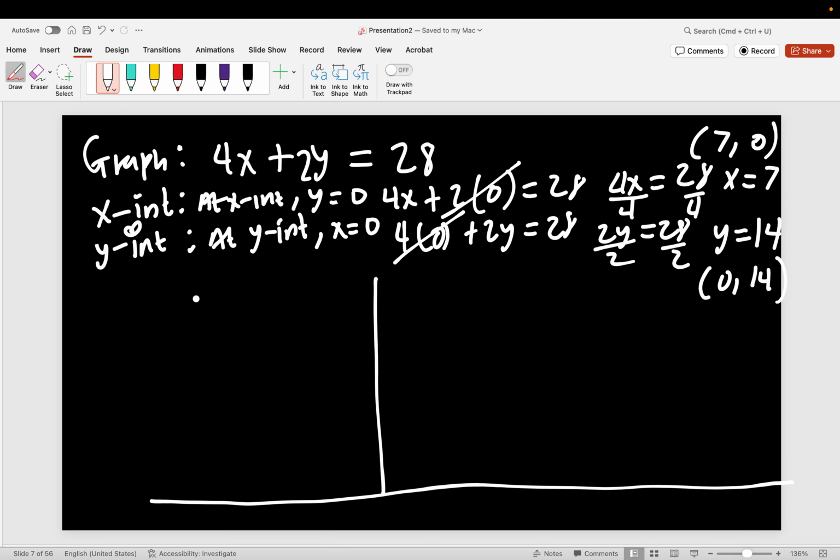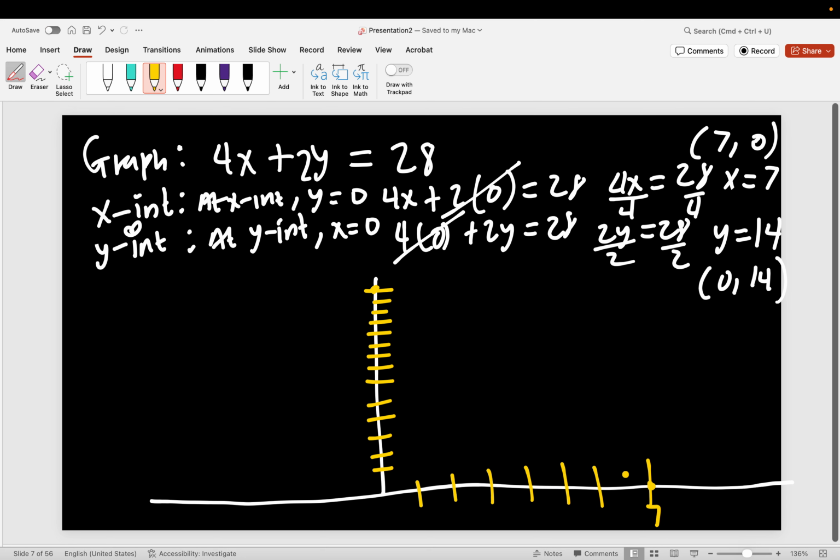So it's going to be 14 on the y. 1, 2, 3, 4, 5, 6, 7, 9, 10, 11, 12, 13, 14. Yay! And then on the x is 7. 1, 2, 3, 4, 5, 6, 7. So 7 is here and 14 is here. So we're just going to go ahead and connect those 2 points. And this is, ooh, my line is almost straight. And this is the graph of my equation.